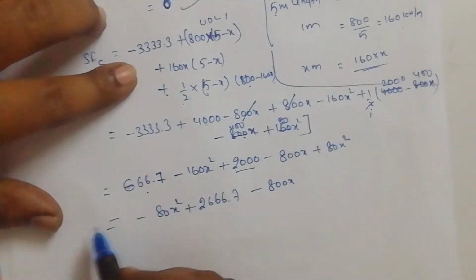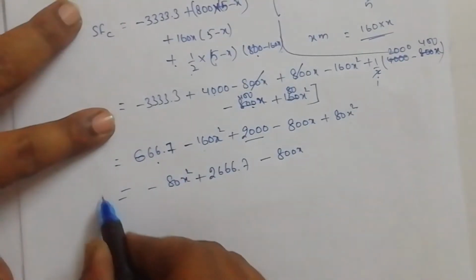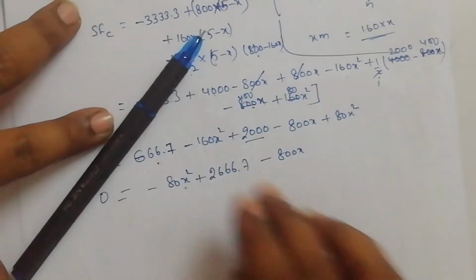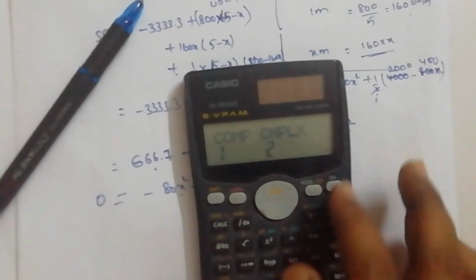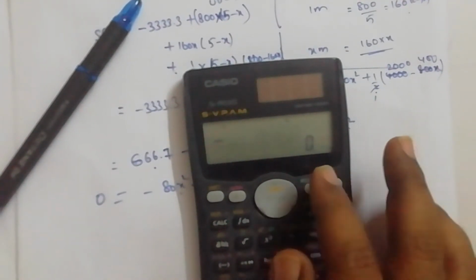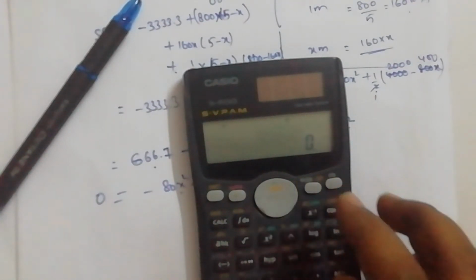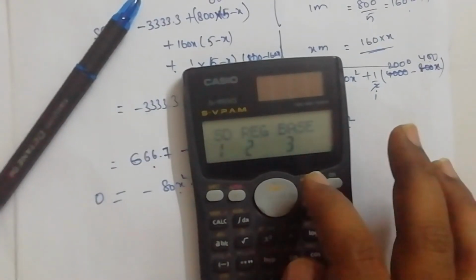Now using the quadratic equation, now tell me what is the value for shear force at point C? It is 0, since it is touching the baseline, so we will write it as 0. This is a quadratic equation which is present in terms of x. To get the value of this x square, go to shift, so this is your equation, mode.